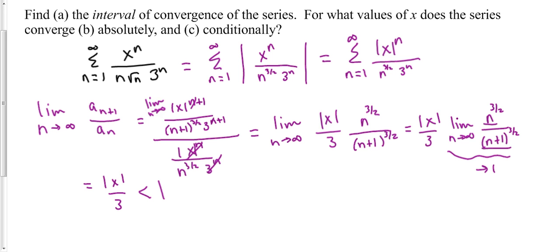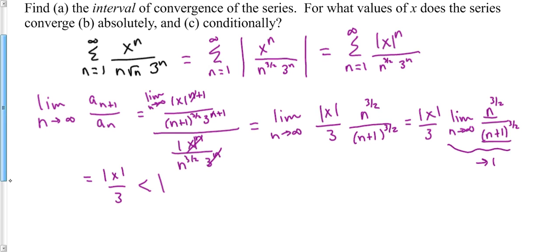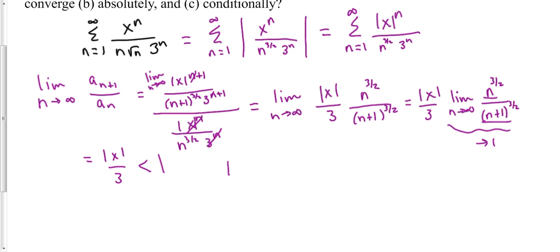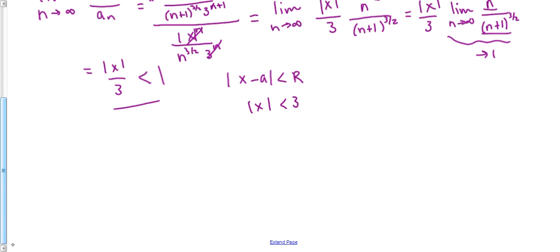Now we know from theorem 5 that when we're talking about a series converging, we have to write it in the form absolute value of x minus a is less than r, where r is going to be the radius of convergence. And here we're going to have a equals 0. And when we cross multiply on this part, we're going to have the absolute value of x is less than 3. So we know that this series converges absolutely for the absolute value of x less than 3. But what about the endpoints? What about when the absolute value of x is equal to 3?